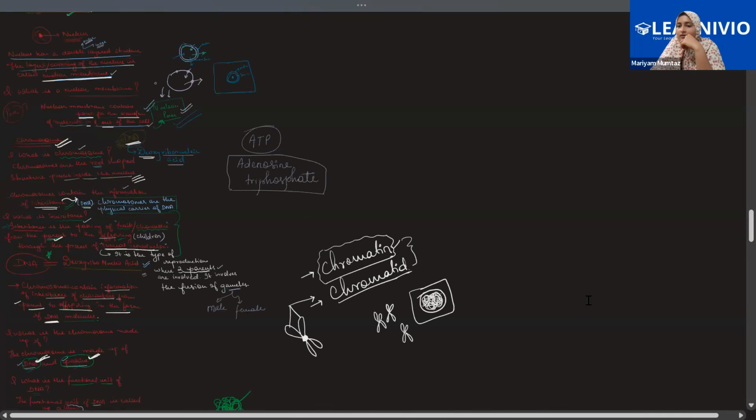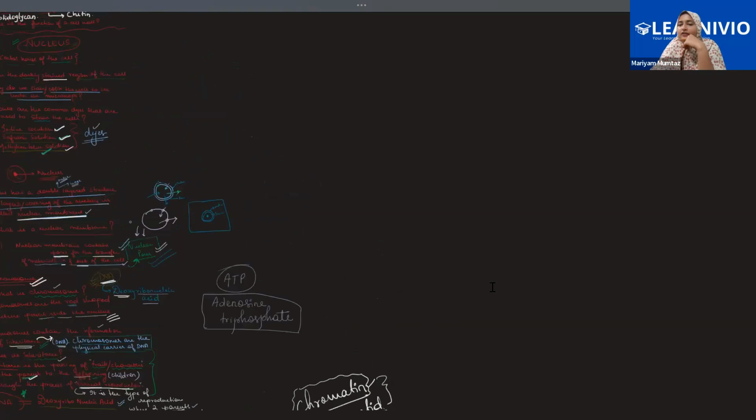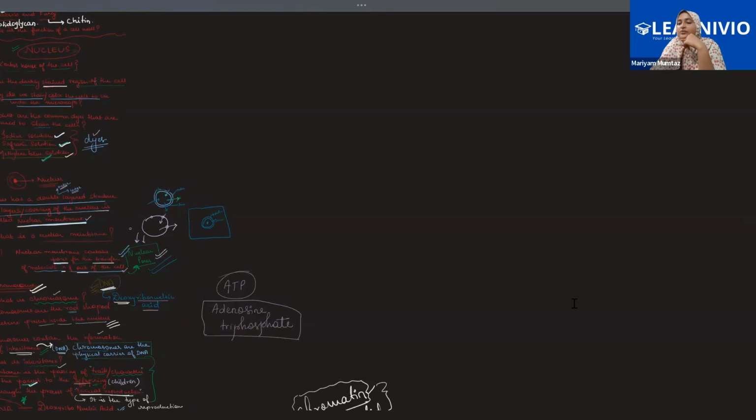No one? The prokaryotic ribosome is 70S type and the eukaryotic is which type? 80S type. Okay, which part of the cell, when you stain it, gets the lightest stain? Cytoplasm. Very good, cytoplasm. Why do we stain the cell, students?